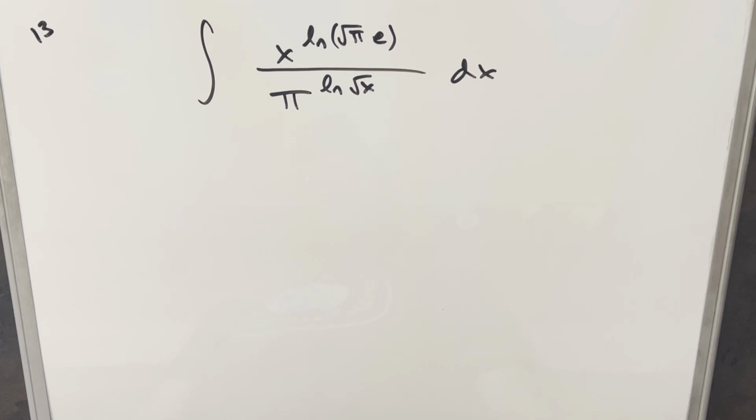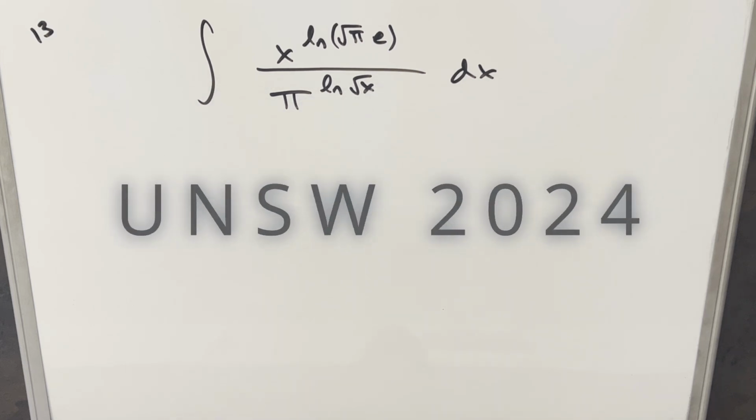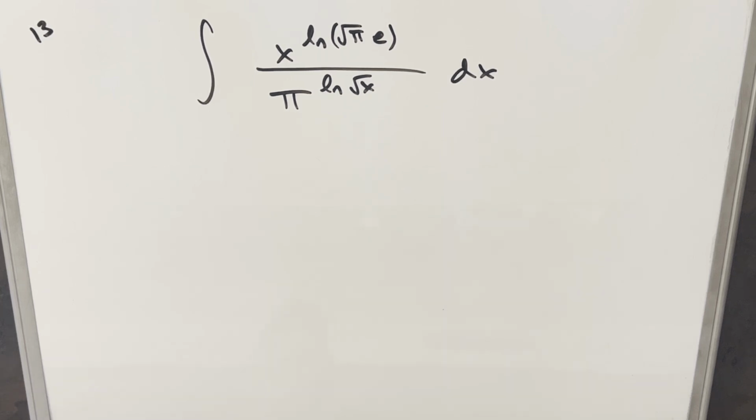Okay, we have something interesting from the UNSW integration read from 2024, problem 13. We have the integral of x to the ln square root of pi, times e over pi to the natural log of square root of x, dx. Now to be honest, I'm really suspicious of this whole integral.